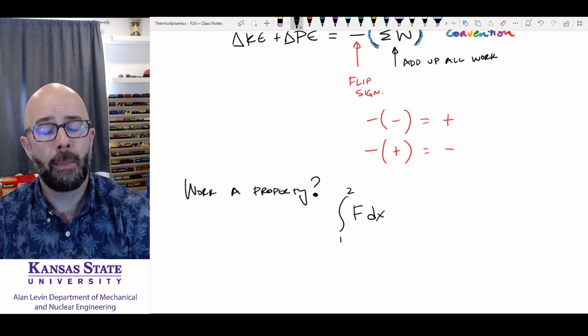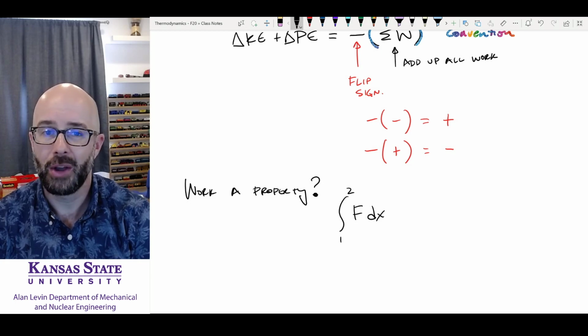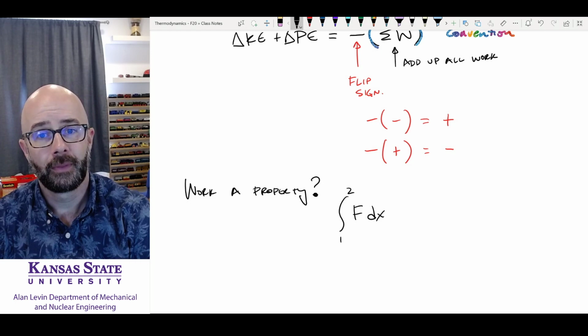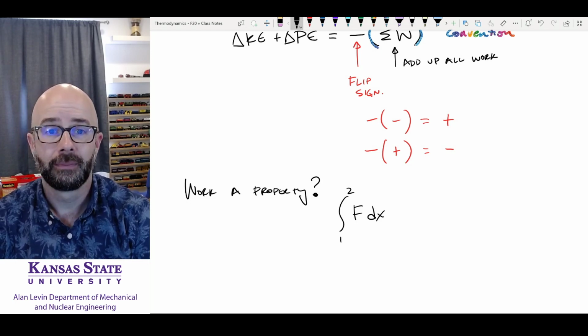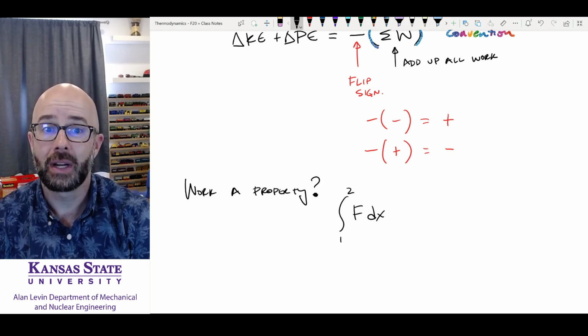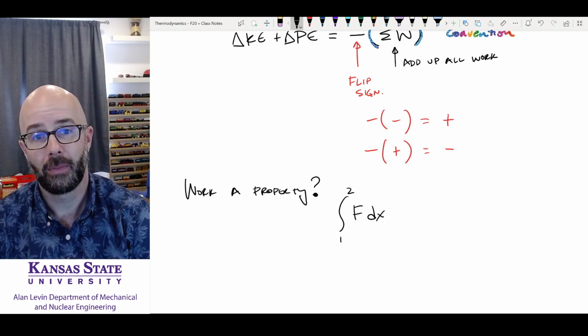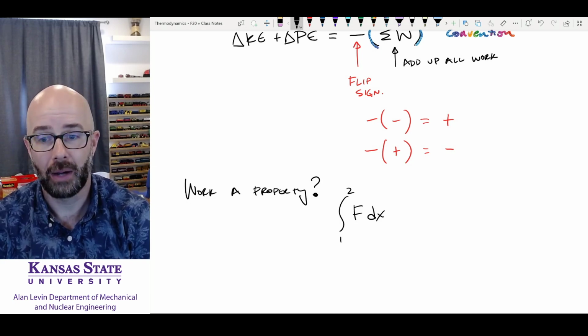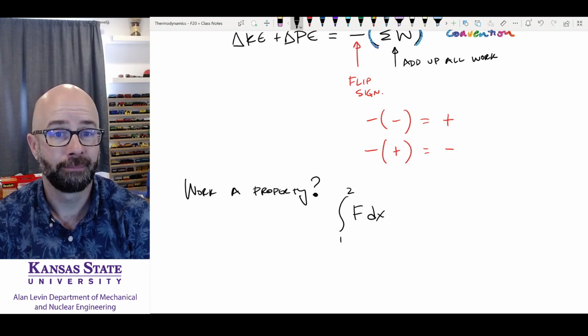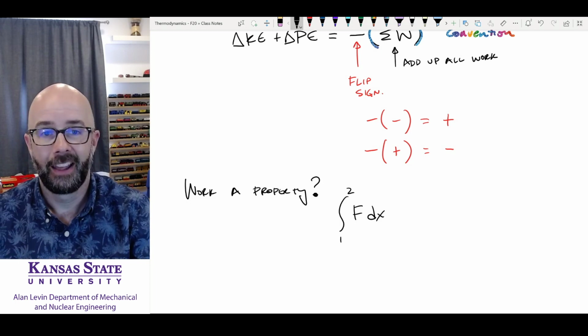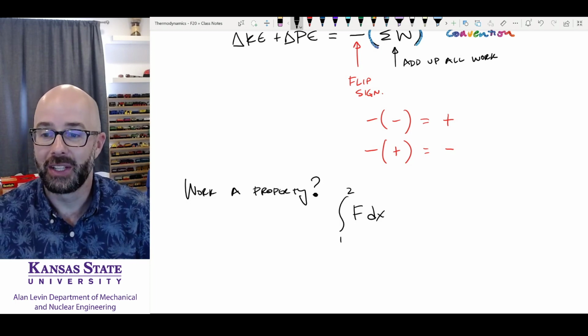If work is a property, it should not matter how you get from state 1 to state 2; you do the same amount of work. If work isn't a property, then you do more work depending upon the path. Okay, dependent upon the path. That's what I want you to figure out. Is work a property? Let's end that video right there and we'll move on to our next thing.